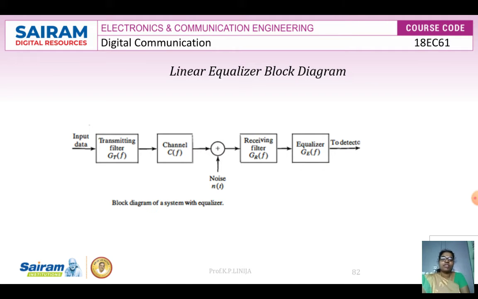Here we can see the transmitting filter, which is represented as GT of f, and the channel is C of f, and the noise which is corrupting the signal is represented by n of t. The receiving filter is GR of f, and the equalizer is represented as GE of f. The output of the equalizer is given to the detector to detect the original input signal.